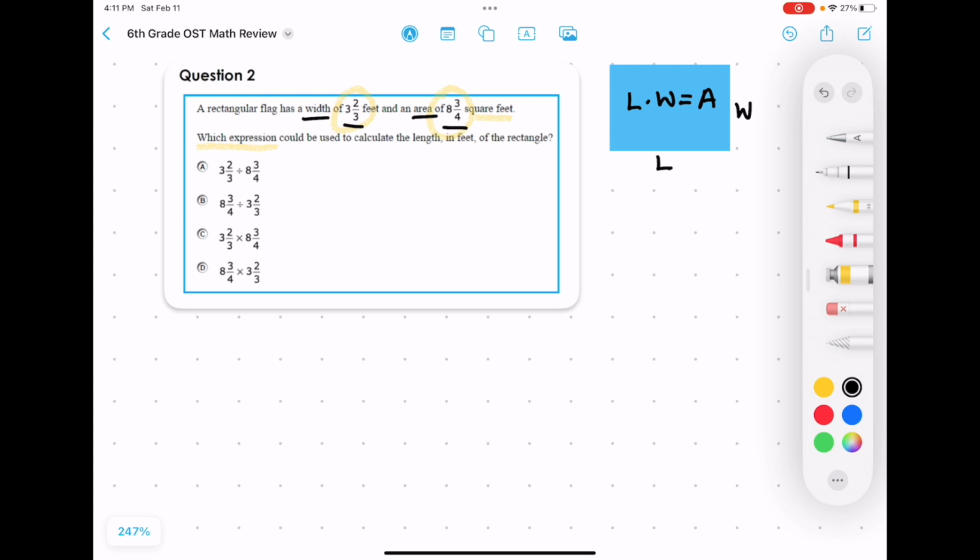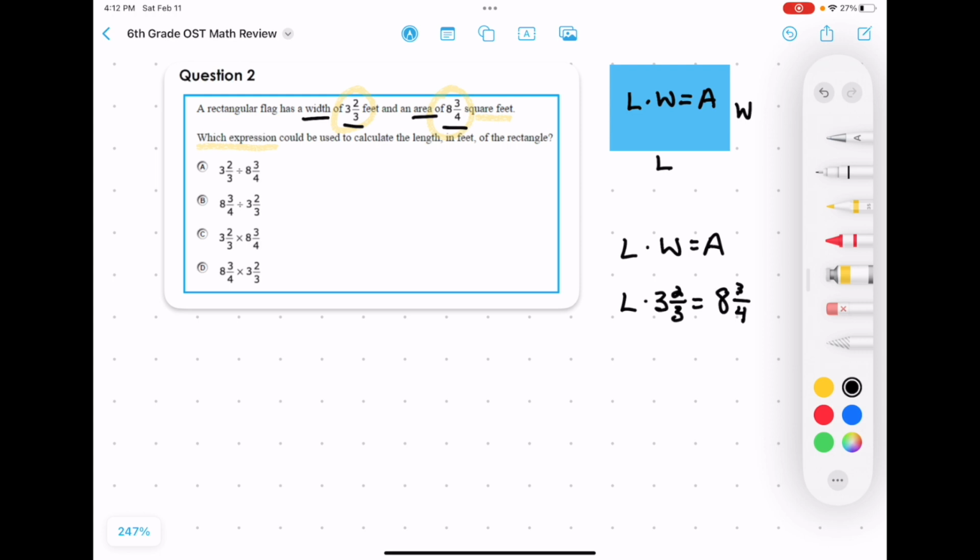So if I look at my equation to find area, length times width equals area. Well, I don't know the length, but I do know the width. So if I substitute the value 3 2/3 for W, I also know the area. It tells me the area is 8 3/4. So if I'm trying to determine the length here, I just need to work backwards from the area in order to find the length. My operation that I'm carrying out is length times width, right? So I'm multiplying the length times 3 2/3 to get the 8 3/4.